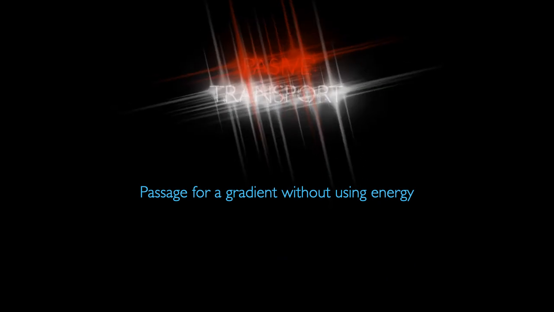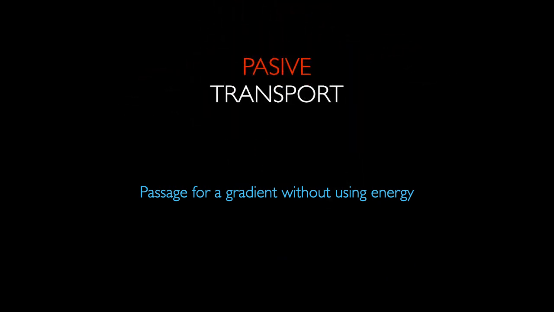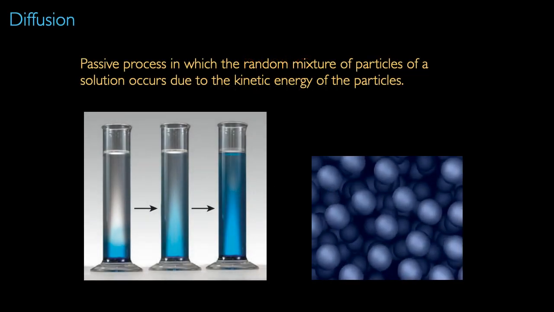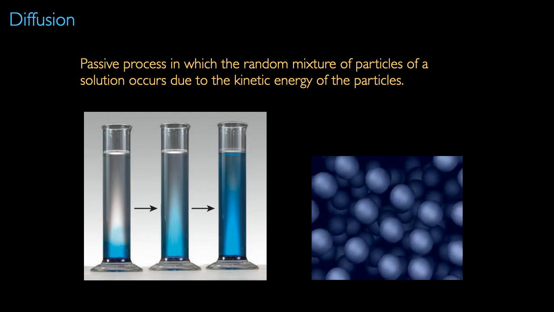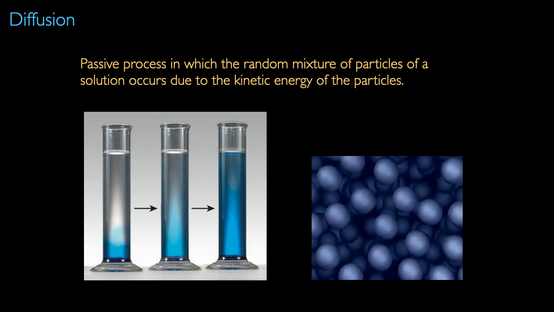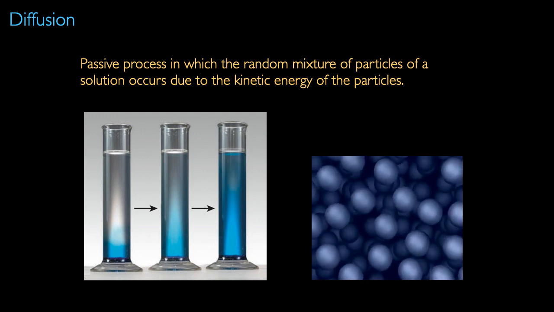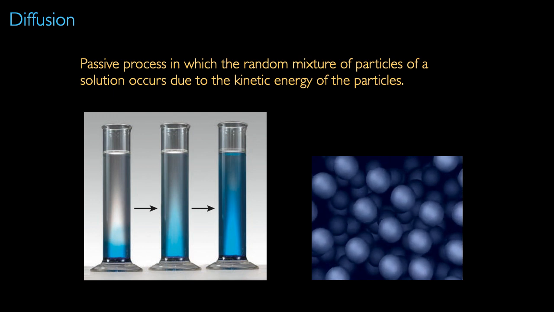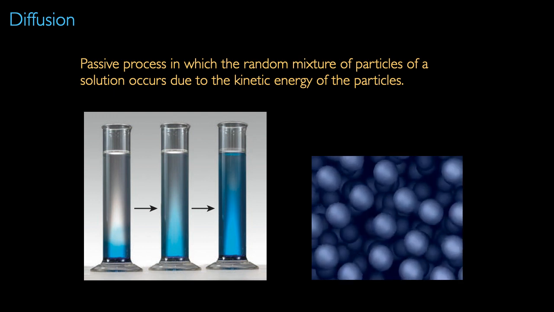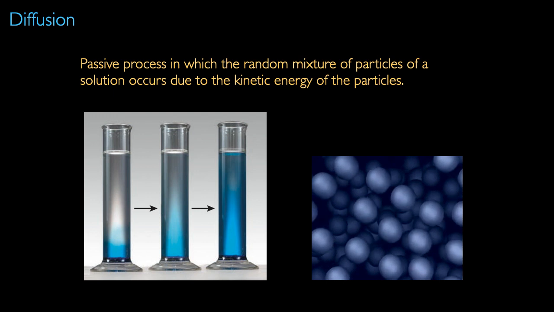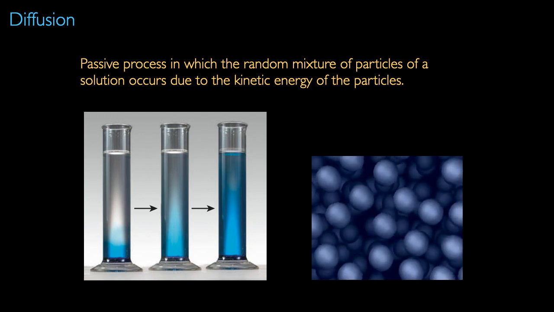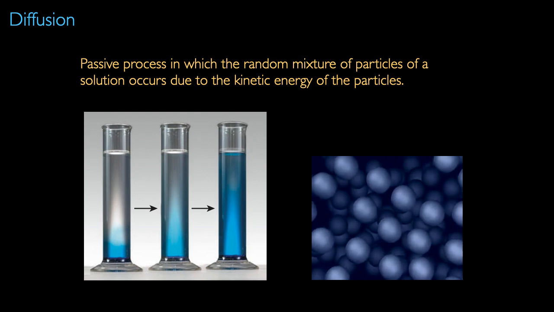All right, passive transport is based on diffusion, which is a basic physics concept, and we will review this so you understand. So, diffusion is a passive process where particles tend to randomly and equally distribute in a given solution. This happens because particles in a solution move and collide constantly in all directions due to their kinetic energy. All right, so they are moving, they are colliding, they are going everywhere.